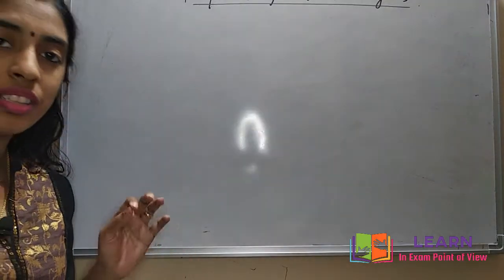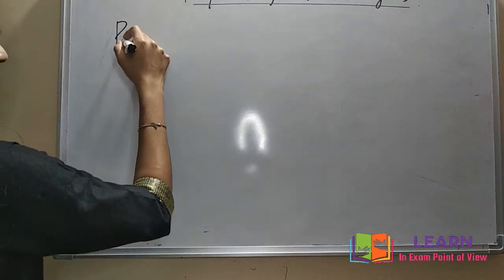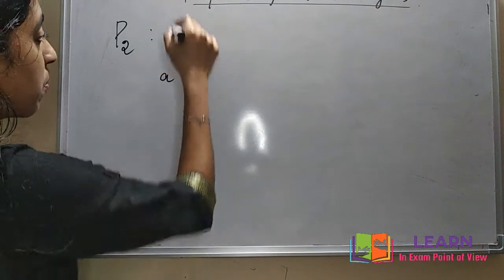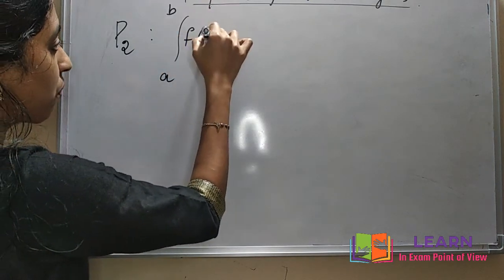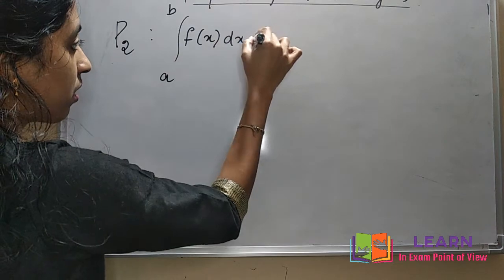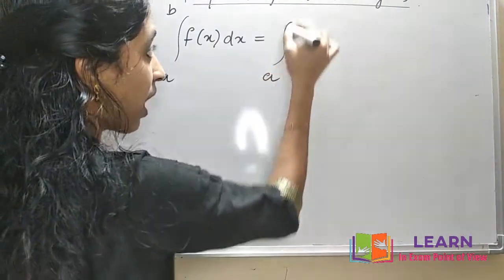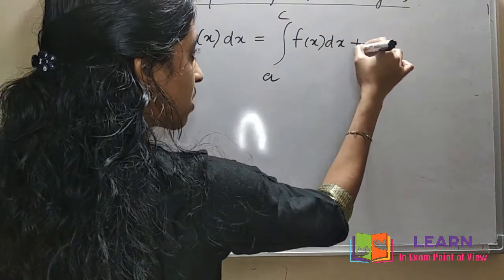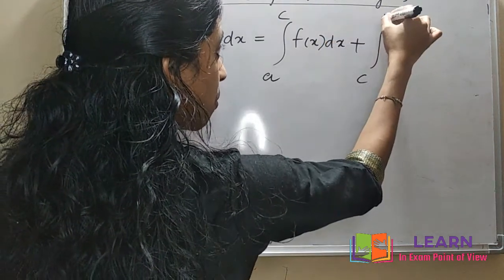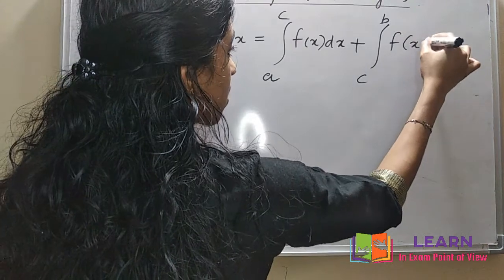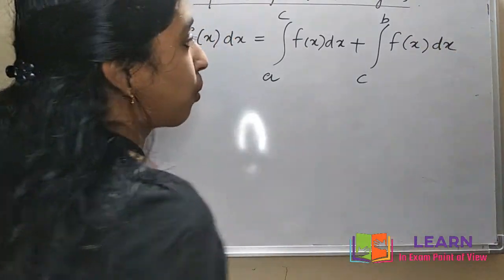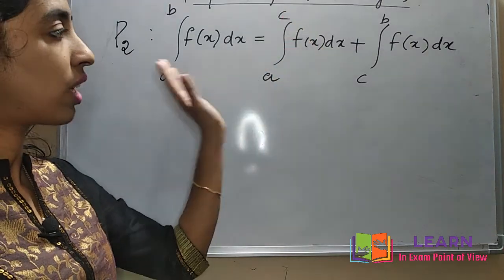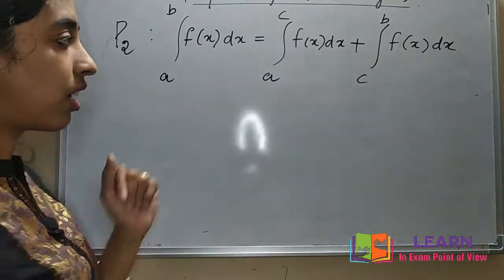So the next, third property, otherwise we will write P2. It is given as integral from a to b f of x dx can be written as integral from a to c f of x dx plus integral from c to b f of x dx. How will you prove this? Intermediate there is a c. Actually it is splitting this, right?